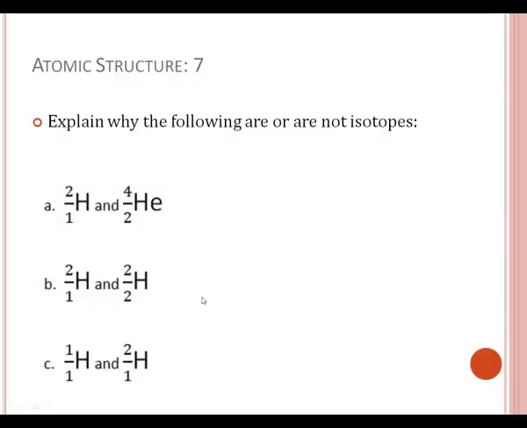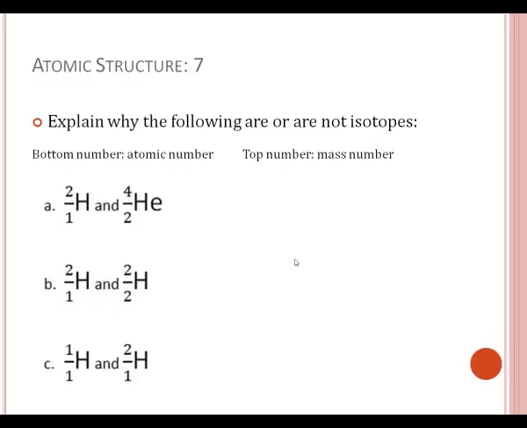So, number 7, we have isotopes notation here, and it asks us to explain why the following examples are or are not isotopes. So let me remind you what the numbers mean. The bottom number is the atomic number, which is equal to the number of protons. So that should be the same for all isotopes because they're atoms of the same element. They have the same atomic number.